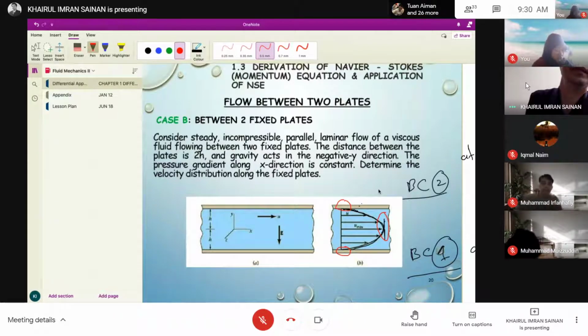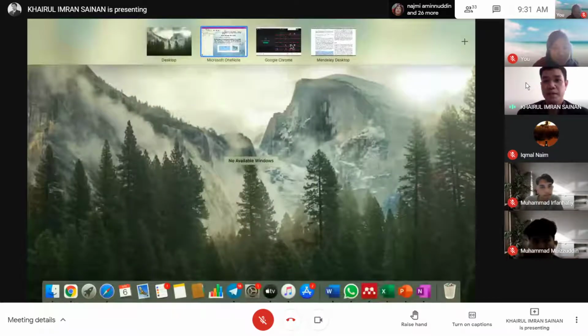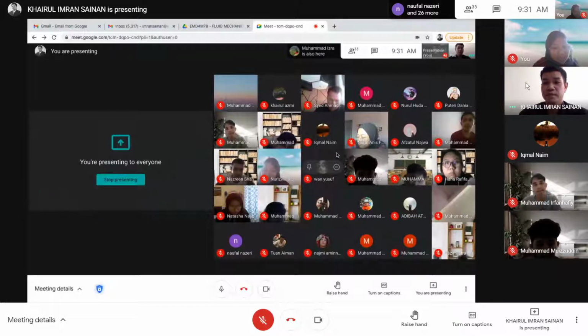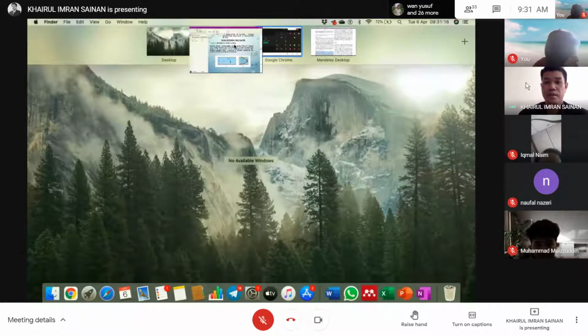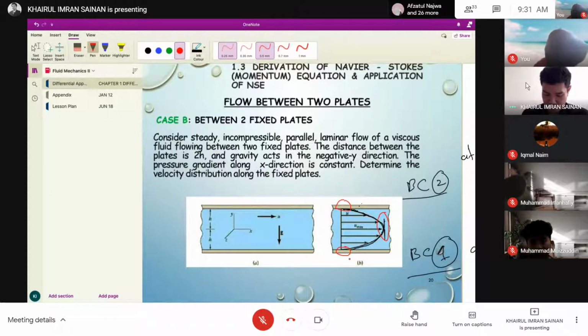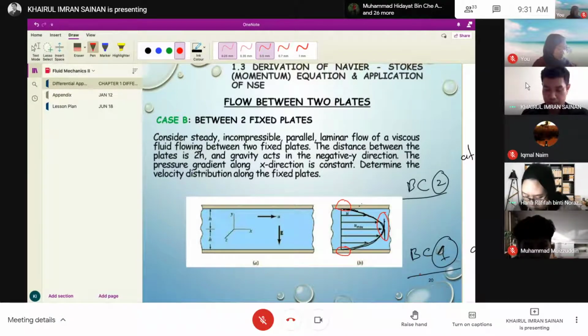Who wants to try BC1 for this case? Anyone? Or perhaps I call names. Hana Rafifa, can you give me your answer for BC number 1? Y equals positive H. BC1 is at the bottom. Oh, sorry, y equals negative H.